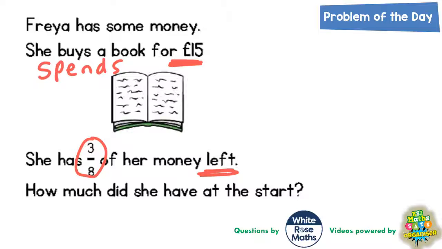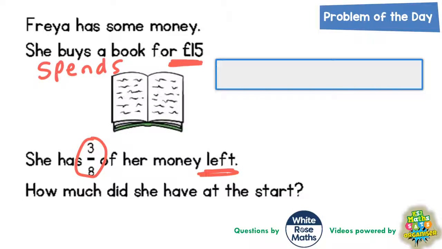Well, the easiest way to solve this problem is with a bar model. Well, the question is talking about eighths. So the first thing we need to do is split this bar into 8 pieces. So split it into 2 first, then split each half in half again to make 4 quarters, then split each quarter in half again to make 8 eighths. So we're talking about eighths.